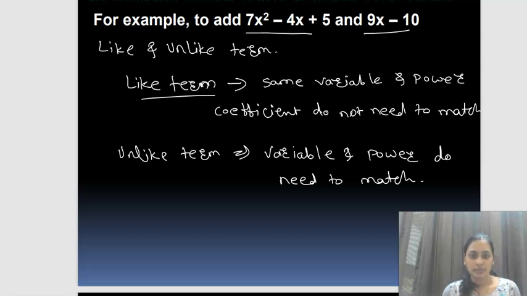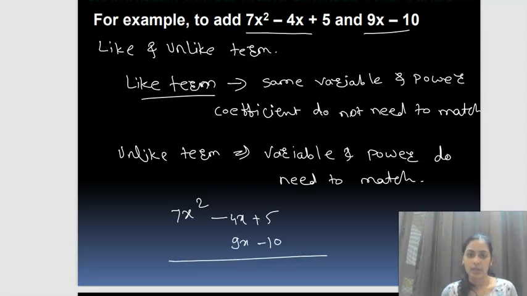So, we solve the above example: 7x square minus 4x plus 5. Write each expression in a single line and write the like terms one below the other, that is 9x minus 10. Let's make the addition of this, that is 7x square plus 5x minus 5.